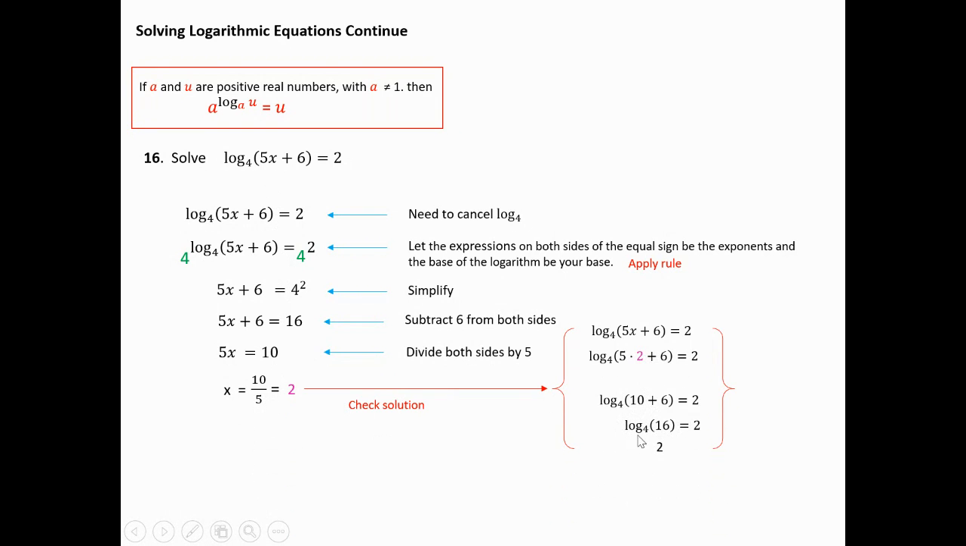You ask yourself, 4 to what power gives you 16? That's how you read it. Again, 4 to what power gives you 16? So the answer is 2. Or you can plug this in the calculator by using the change of base, and it's going to give us 2. So 2 equals 2. So we know 2 is a solution.